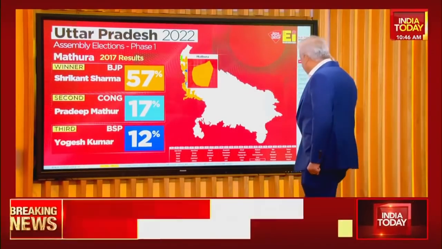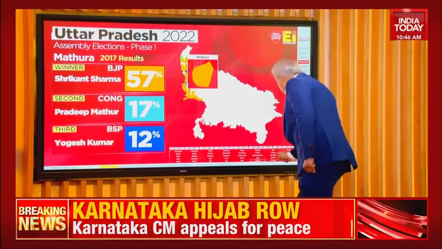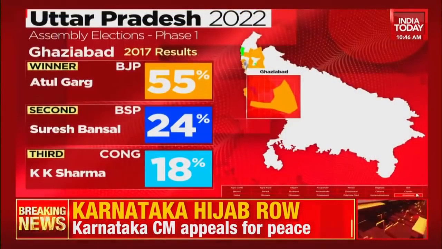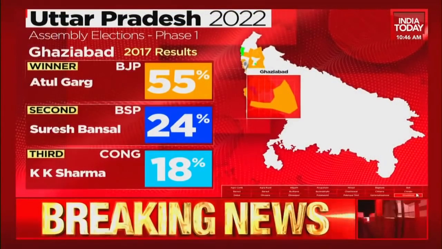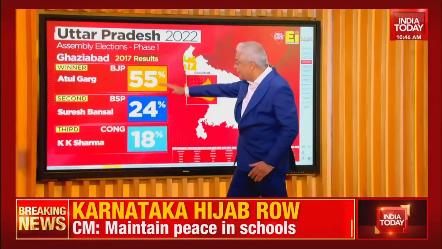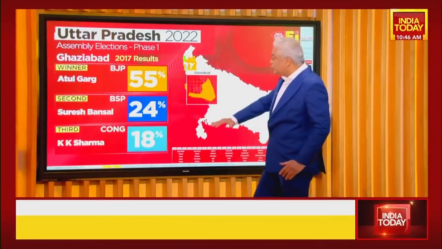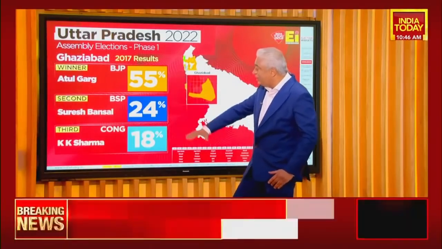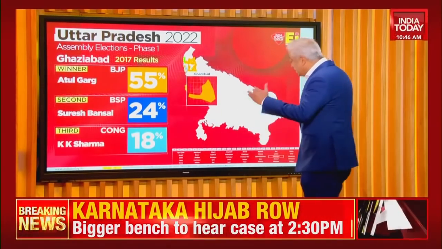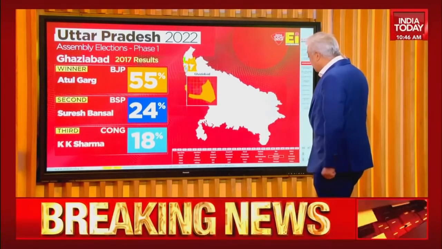Take a look at the more urban seats, Ghaziabad, for example, where, remember, the leader is... Okay, we'll try and bring you Ghaziabad. Now, here again, look at the gap. 31%, BSP was second. So you've got a 31% gap. If you need a swing, you need a 20% swing here again. These are the kind of seats, the difficulties that the BJP is going to find in different places.